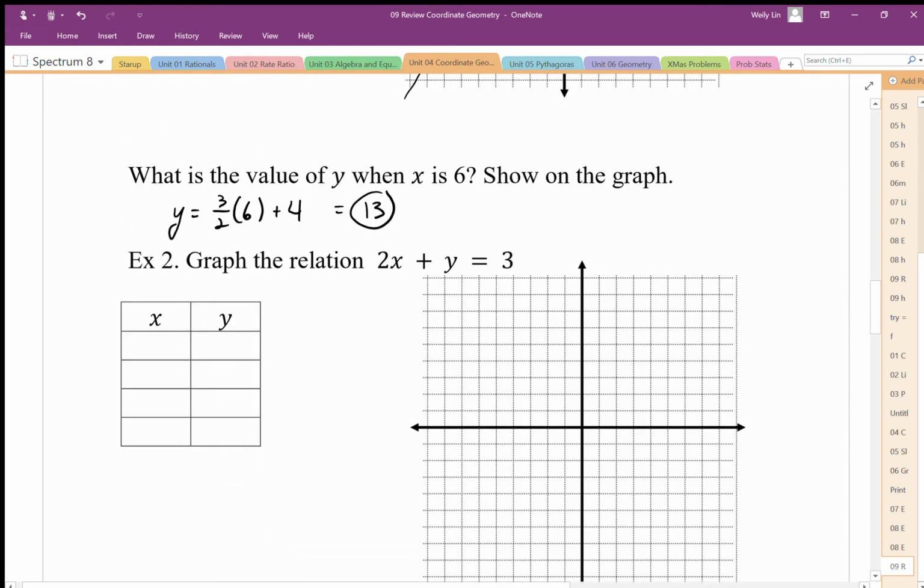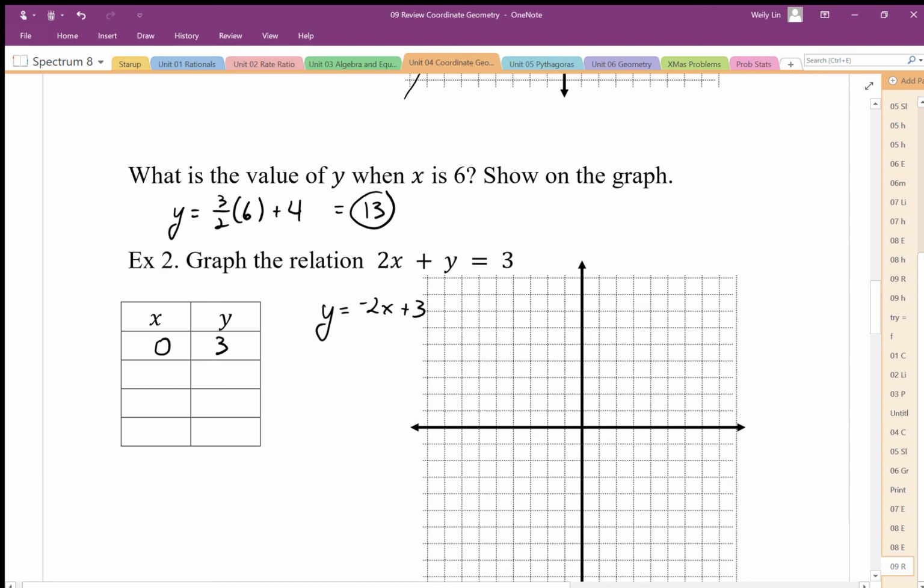If I were to graph this relation, there are two things I can do. I can just plug in points. I can plug in x is 0. Zeros are nice points to plug in. So I really should have an x is 0 coordinate. So when x is 0, y is 3. But I could also do this: I could solve for y. So I can subtract 2x from both sides, so I get negative 2x plus 3.